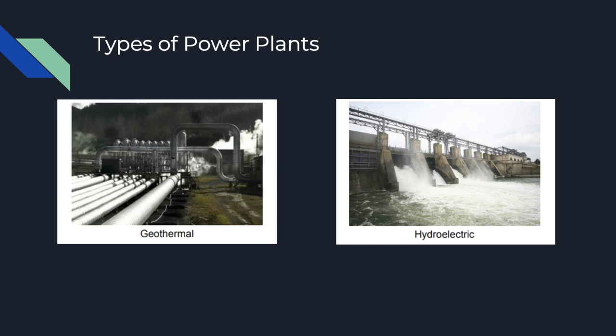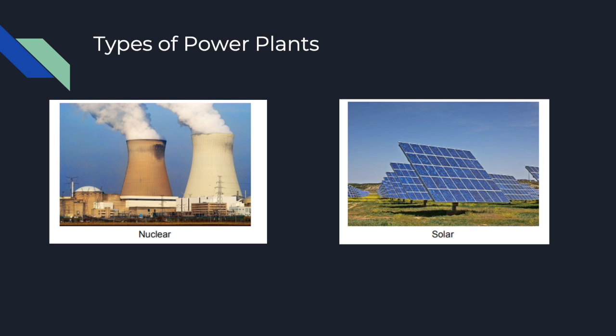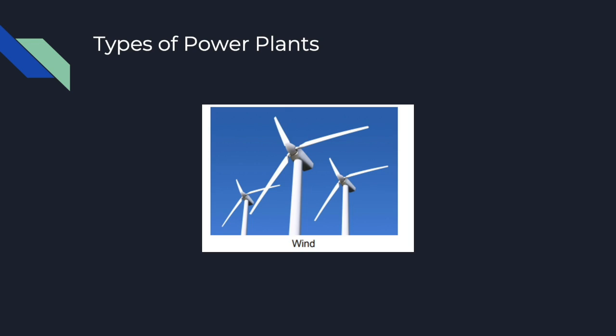Hydroelectric. Hydro means water and electric means electricity. So we're gathering energy from the movement of water. We have nuclear power plants where they are breaking apart atoms and capturing the energy released from the bonds of the atoms. Solar power plants gather energy from the sun. And the last type is wind power plants. So gathering energy captured by the wind.